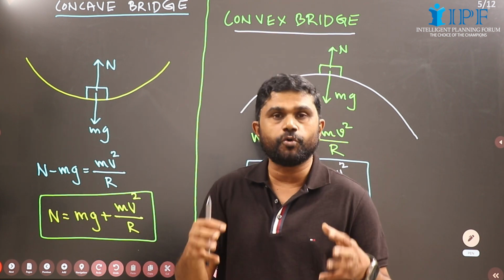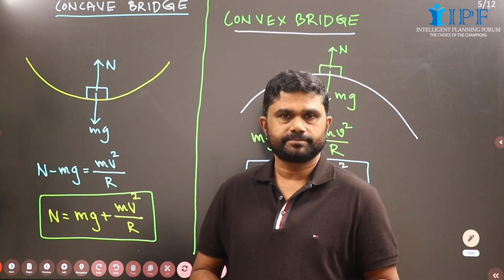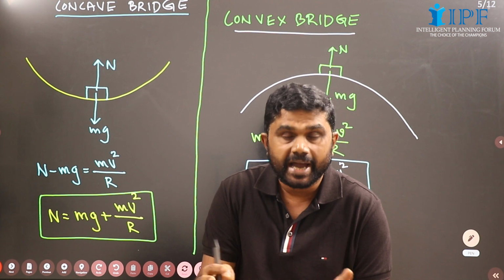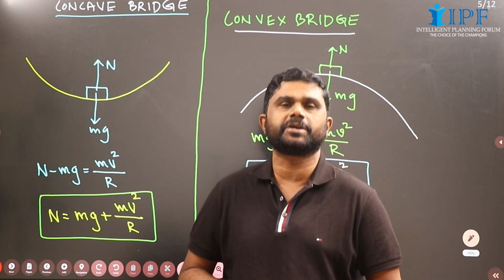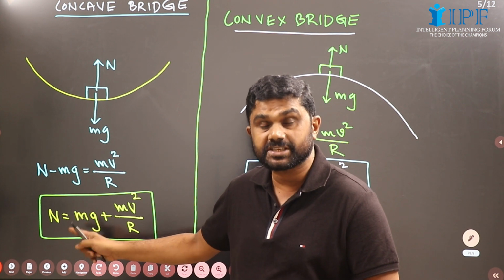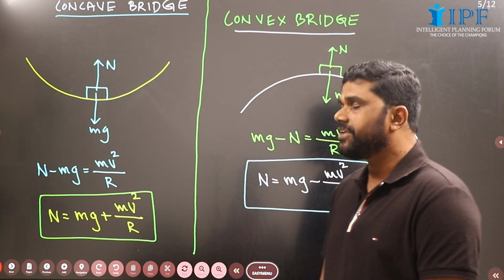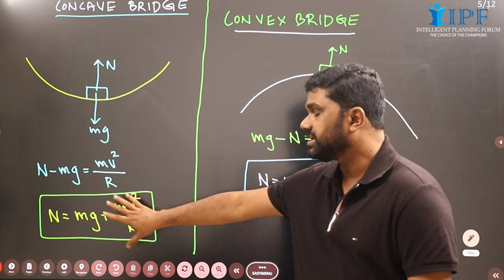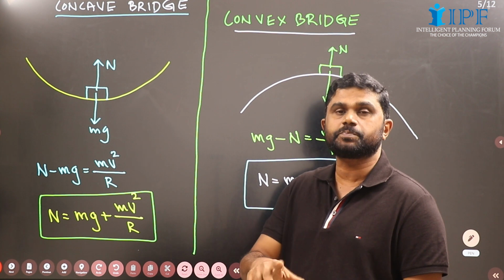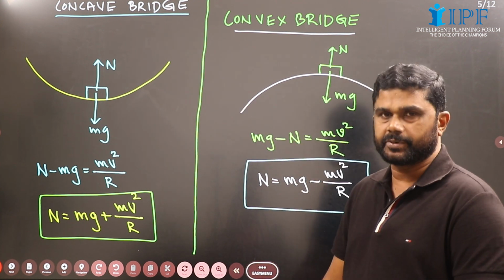Then what is the force with which the vehicle presses on the bridge? When the vehicle presses on the bridge with a force, an equal reaction is provided by the bridge. So if this is the reaction, this much is the force exerted by the vehicle on the road. M is the mass of the vehicle, V is the speed with which it moves, and R is the radius of the concave bridge.